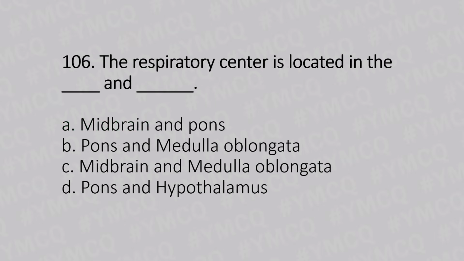Moving to question number 106. The respiratory center is located in the dash and the dash. Option A, midbrain and pons. Option B, pons and medulla oblongata. Option C, midbrain and medulla oblongata. Option D, pons and hypothalamus. And the answer is option B, pons and medulla oblongata.